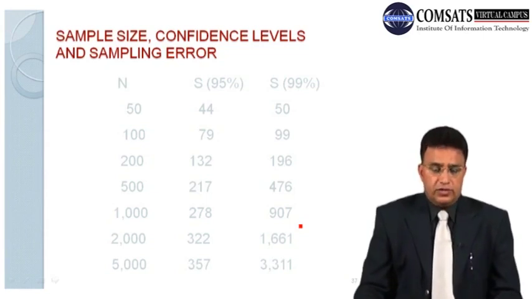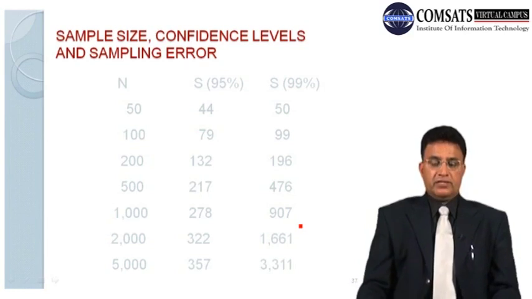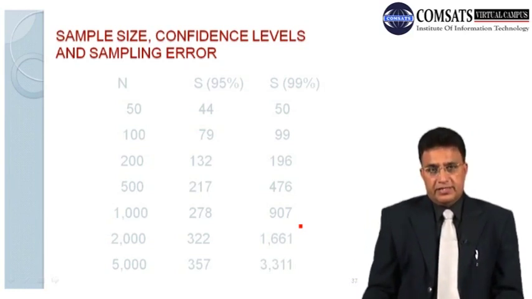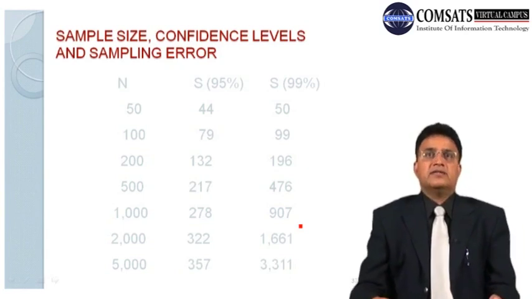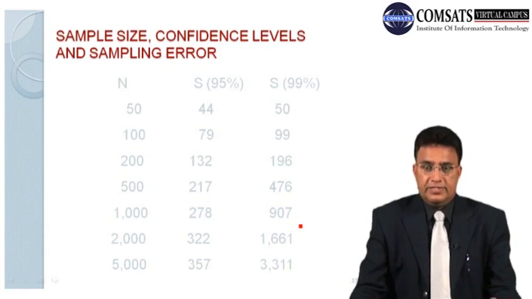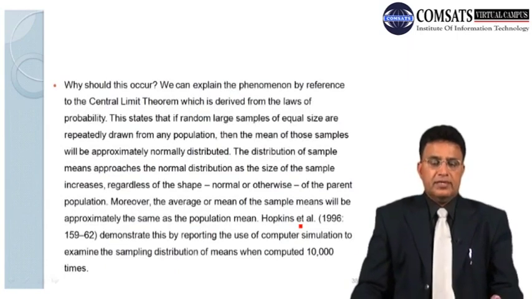In the same way, if the total number is 2000, with 95% accuracy, the sample requirement would be 322. And with 99% accuracy, the sample number required would be 1,661. In the same way, if the total number or population is 5,000, with 95% accuracy, the sample required is 357, and with 99% accuracy, sample required would be 3,311. Why should this occur?